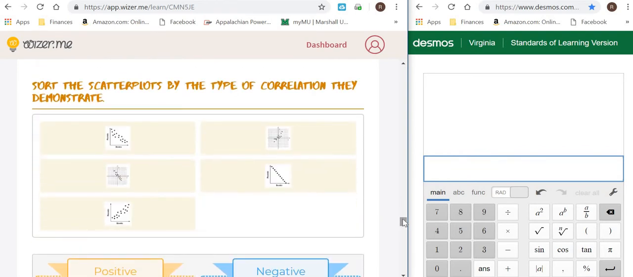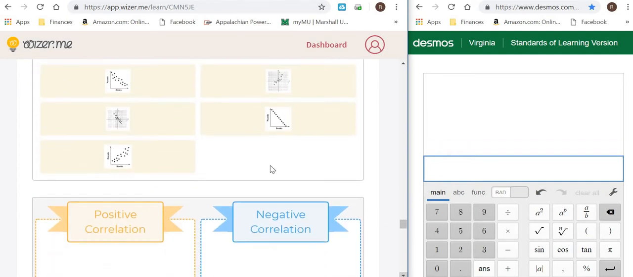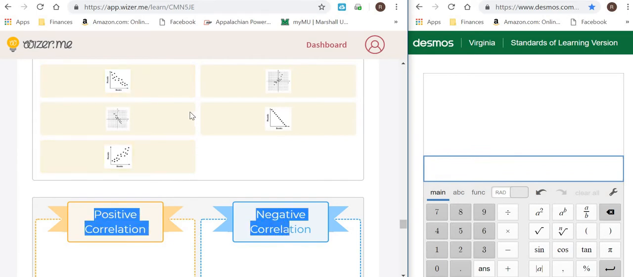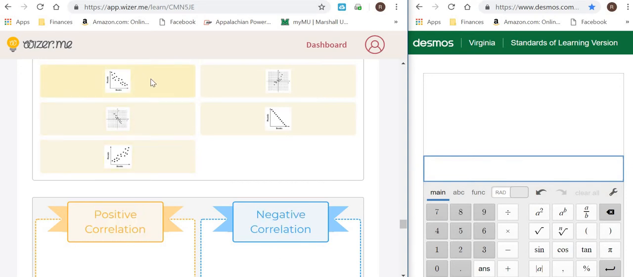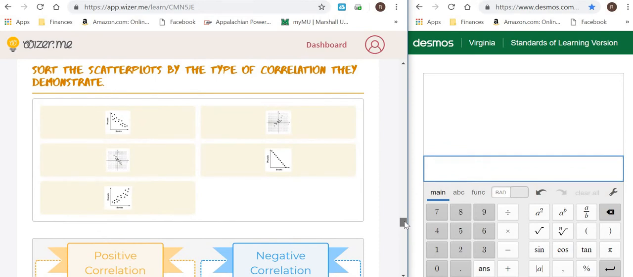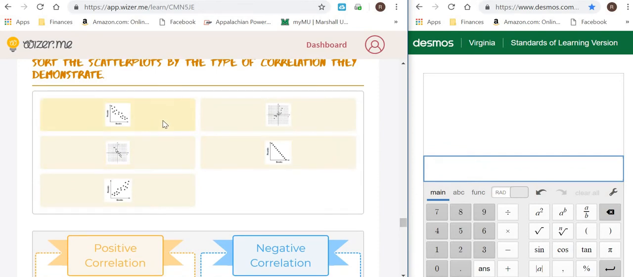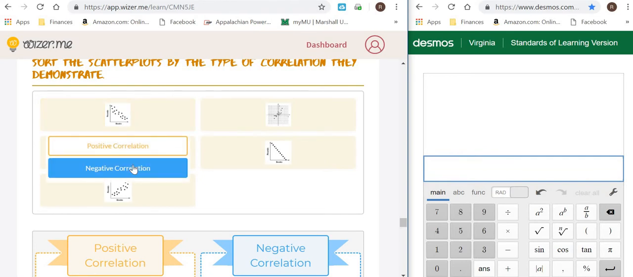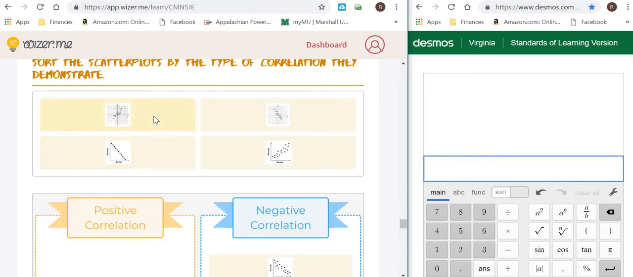All right, this says sort the scatter plots by the type of correlation they demonstrate. So this one is going down, so I'm going to pick it up and move it to a negative correlation. Oh my goodness, it's not letting me move them. I'm not sure why. Let me see. Okay, so I guess I'm just going to have to write on them. Well, I don't know that I'll be able to write on them either. Oh, I see. I have to click on it. This is a negative correlation, so we're going to move that.